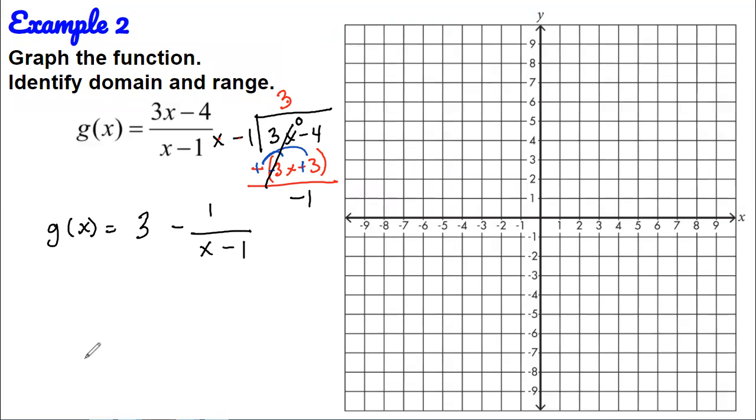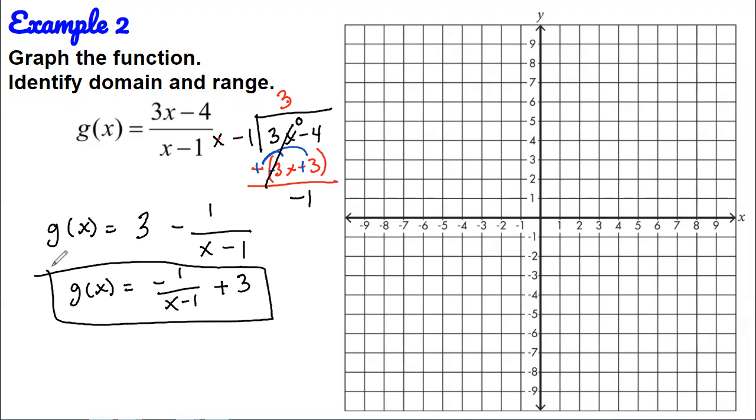Does it look kind of familiar? Not yet? Okay, let's do one more step so we can make it more familiar to our eyes. g of x equals, instead of writing 3 first, I'm going to write negative 1 over x minus 1 plus 3. Does that look familiar now?